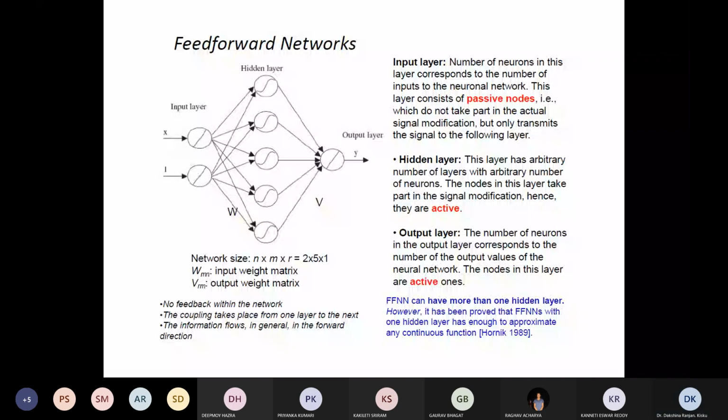So we can add any number of hidden layers, and we can have any number of neurons in the hidden layer. As I said, based on the neurons in the input layer, we can have the number of neurons in the hidden layer.